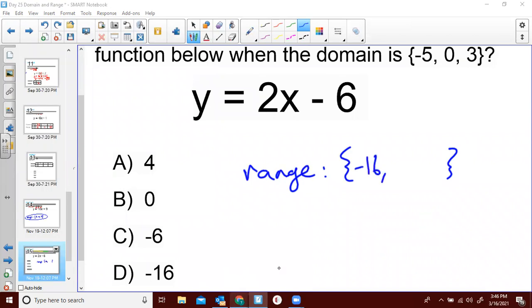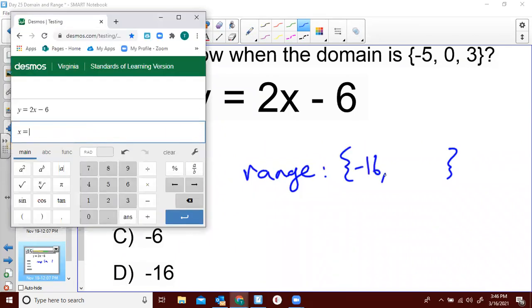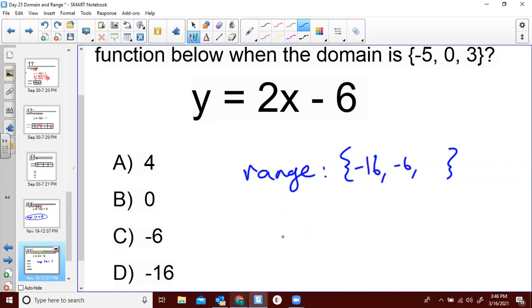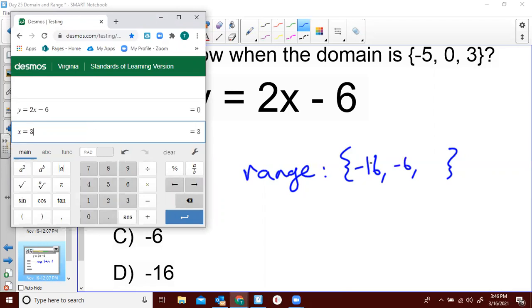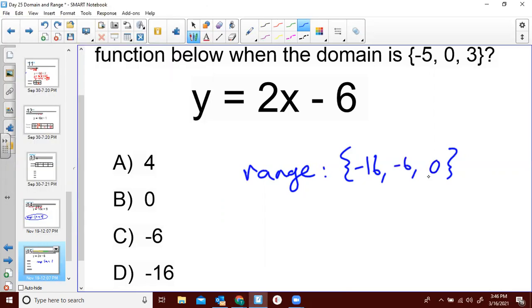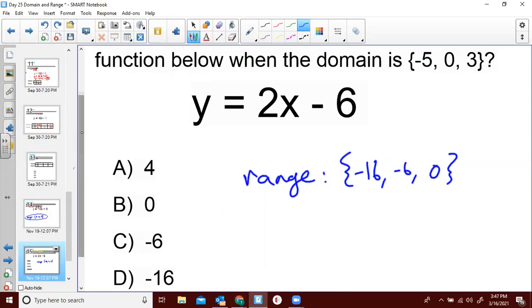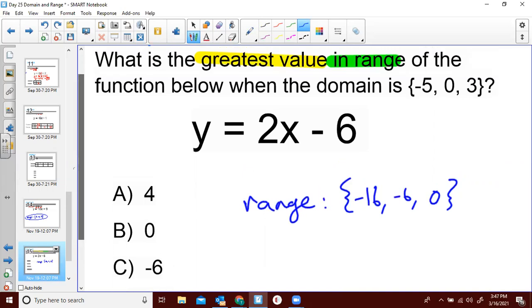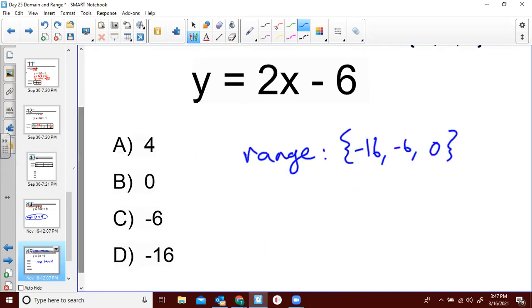All right, let's go ahead and plug in 0 for x. And we get a -6. And let's go ahead and plug in a 3 for x. And you'll see I get a 0. All right, go back to the question. It says, what's the greatest value in the range? Which one of these numbers is the biggest, is what it's asking us.